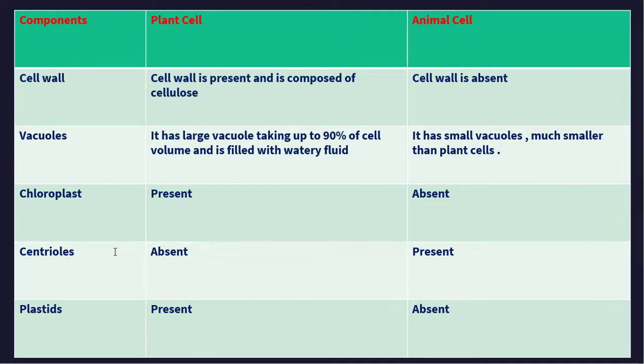The prominent differences are cell wall, chloroplast, centrioles. Cell wall and chloroplast are present in plant cells but absent in animal cells. Centrioles are always present in animal cells, but in plant cells they appear only at the time of cell division. Plastids are present only in plant cells, not in animal cells.